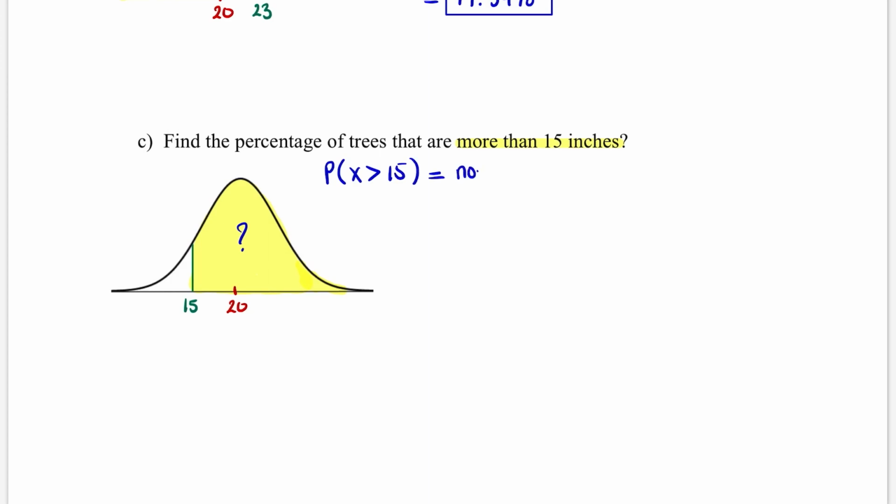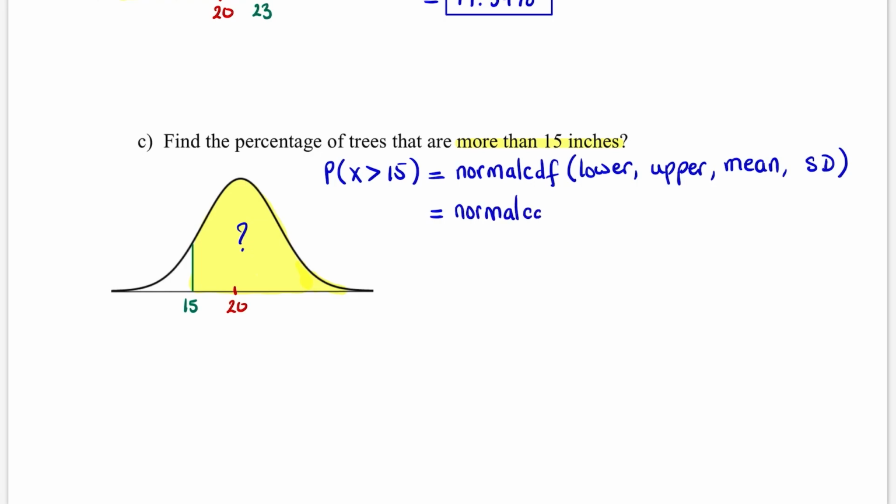I'll still use the normal CDF of lower bound, upper bound, mean, and standard deviation. In this region, my lower bound is 15. I don't have an upper bound, so I have to use a really large number compared to my data values. In this case, I'll use 1,000. Mean is 20 and standard deviation is 4.